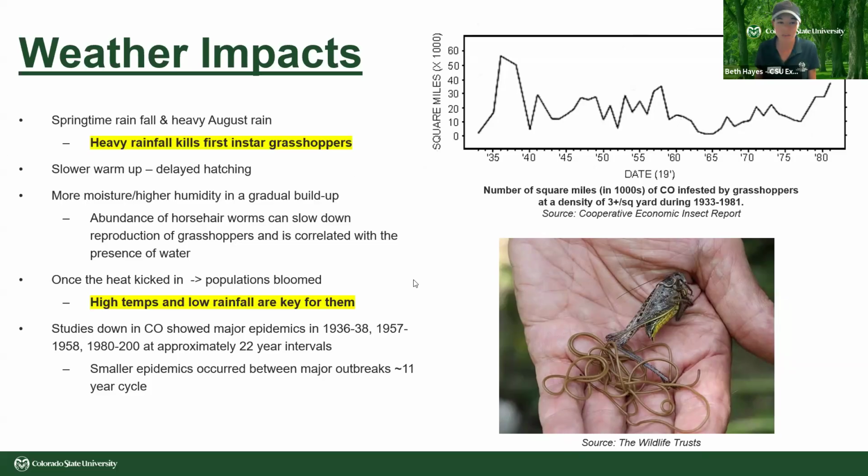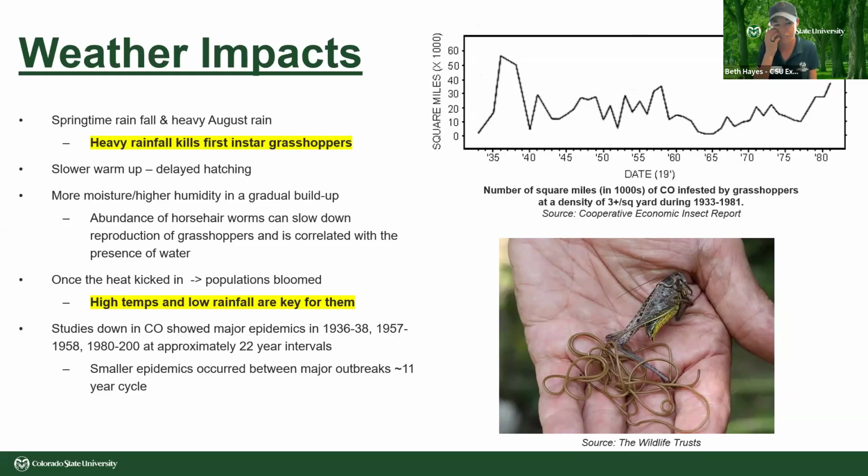The higher moisture and humidity there is in the air, the better there is of a natural control of horsehair worms, which get into the grasshopper. This is a horsehair worm. It's a type of parasitic nematode that impacts them and really lowers their population. However, these only exist when there's higher humidity and moisture, which again, we're just not seeing. The minute we really start getting warm, which we've already done, that's when their populations bloom because they're triggered by a heat index. So that's really what it does.